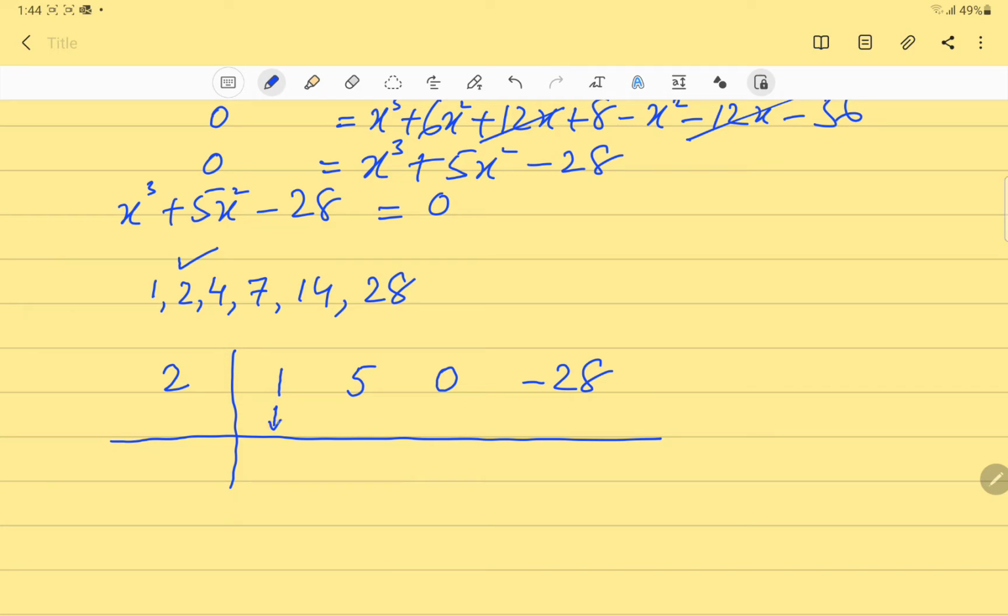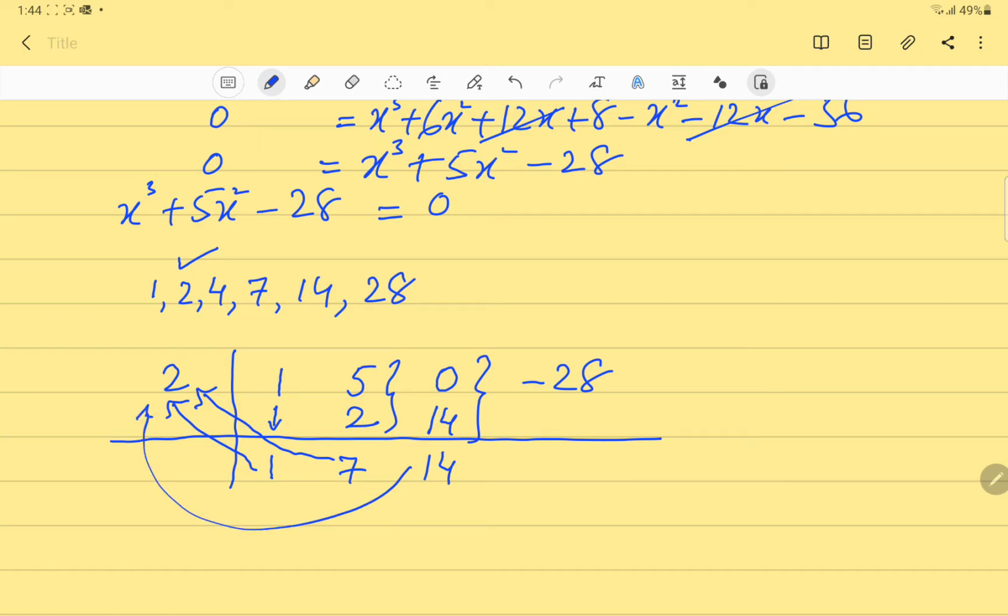First we will bring down this 1 here. Now we will multiply this 1 with 2 and write it here. We will add these two terms, so it will come 7. Again we multiply this 7 with 2, we will be getting 14. Again we will be adding these two terms. Third time we will do the same thing, multiply with this and write it here. So when we add it, we are getting 0 here. So if we get 0 in the last term, it means the number we have been dividing with is the factor of this equation.